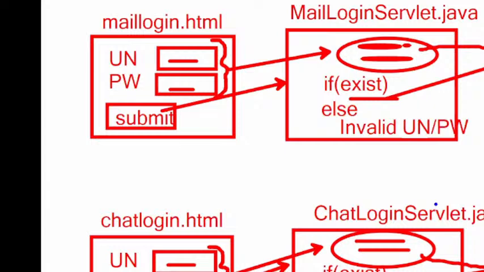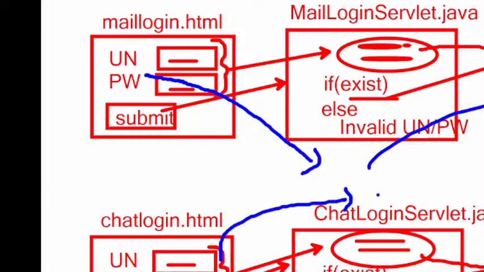URL pattern. What will you write? An if condition. From this HTML the request comes forward to this one, and from this HTML it comes forward to this one. How will you check which HTML it came from? What will you do with the form action? For both, the action will be set to one servlet.